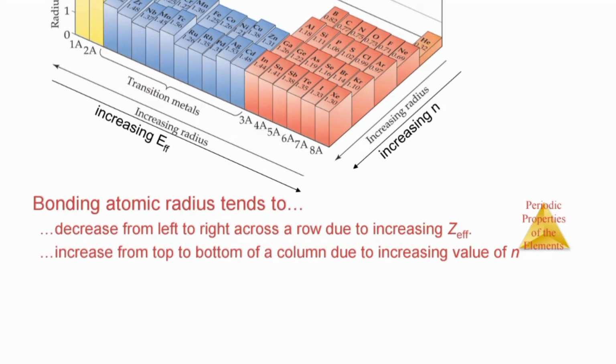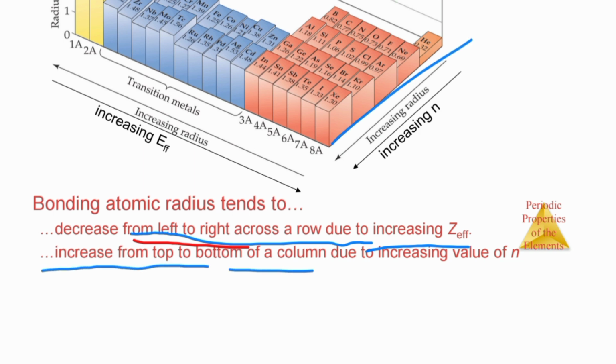Bonding atomic radius tends to decrease from left to right across a row, across a period, due to an increase in effective nuclear charge. And atomic radius increases from top to bottom of a column due to an increase in the value of n. What is n? The principal quantum number.